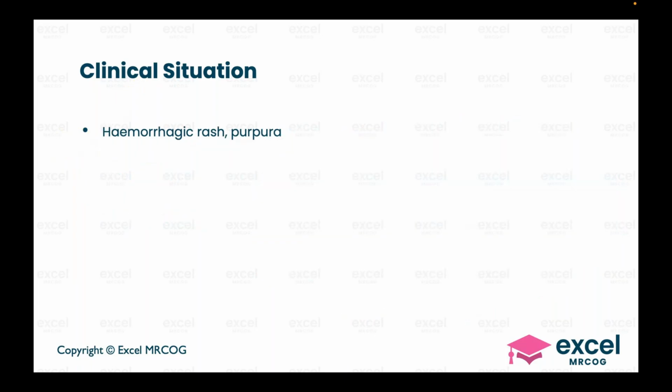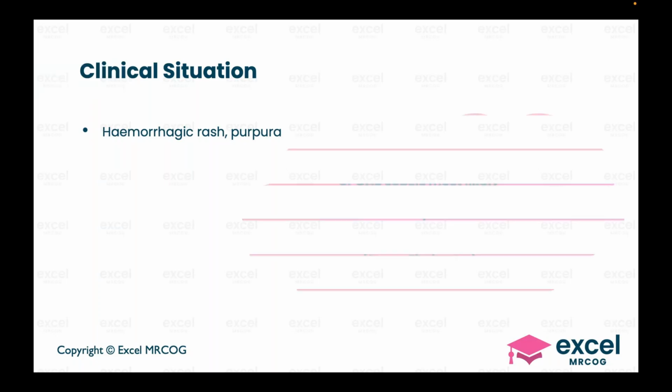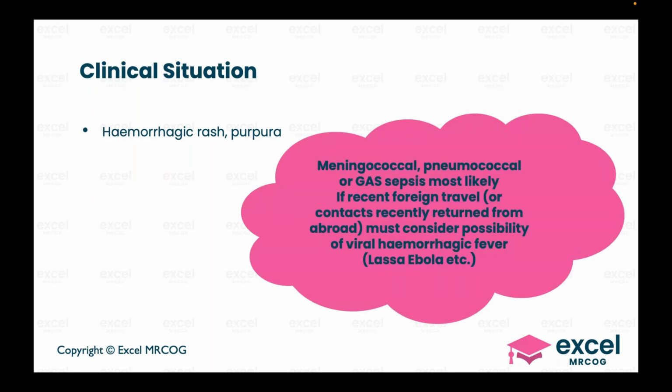Hemorrhagic rash, purpura. Anybody? Strep. Okay, good. So you have strep, which is GAS. You have pneumococcal and meningococcal also. Remember, meningococcal causes that hemorrhagic rash all over and symptoms of meningitis. Okay, so that as well, all streptococci basically. Okay, so hemorrhagic rash.